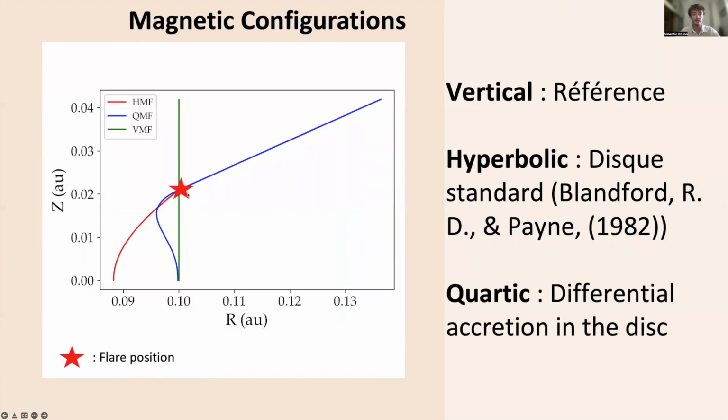The simplest description is the propagation along a vertical magnetic field line, but we wanted to have a more realistic description of a magnetic configuration. Therefore, we decided to explore the results for propagation along other magnetic configurations. We have a hyperbolic configuration in red, which describes a standard configuration, and a quartic configuration in blue, which can be explained by the fact that accretion may be more efficient above the equatorial plane, which causes this bulge.